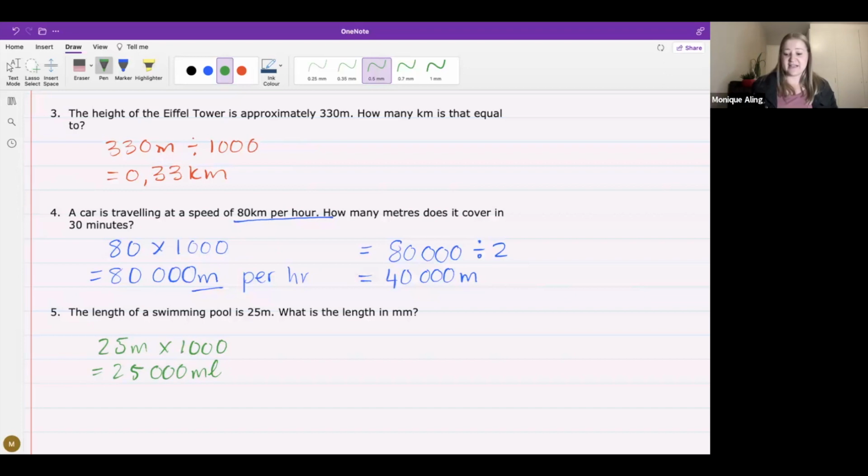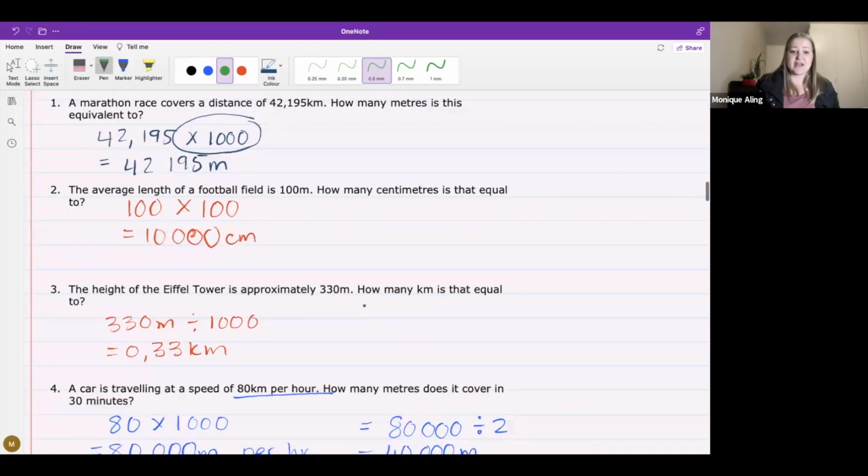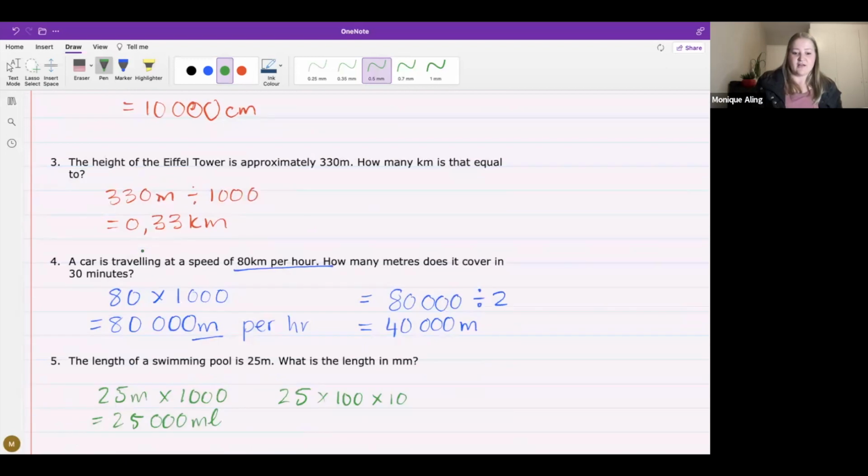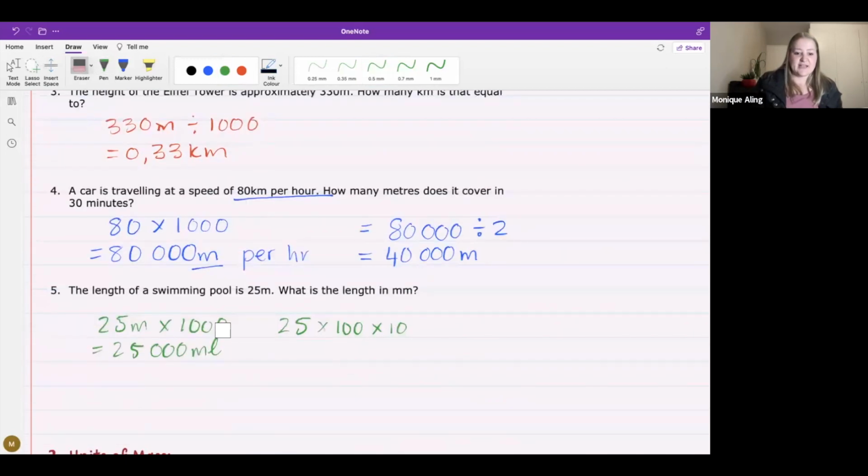Okay, guys. Alternatively, again, you could have said 25 times by 100 times by 10, if you wanted to do it that way, if that makes more sense, because we're going in 2 steps, 100 and 10. Okay, and I see I wrote the wrong unit here. Apologies, guys. Just let me quickly change that. 25,000 millimeters.